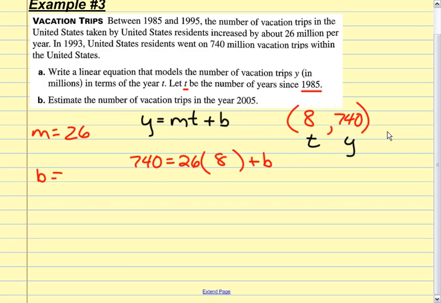James, you've got a calculator. What is 8 times 26? 8 times 20 is 160. And 48 is, it's 208? 208. All right. So now I've got 740 is equal to 208 plus b.